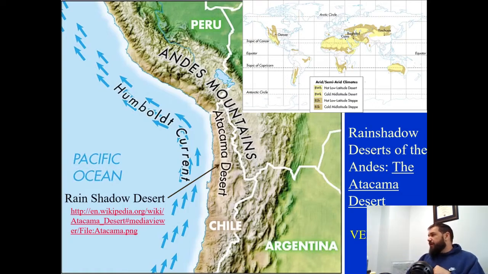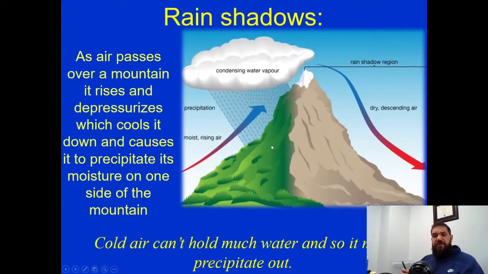All right, so moving on, I want to talk about rain shadow deserts. The Atacama Desert is the driest place on Earth. It's a very strong rain shadow desert. So what is a rain shadow desert? Let's talk about that. This is called the rain shadow effect.